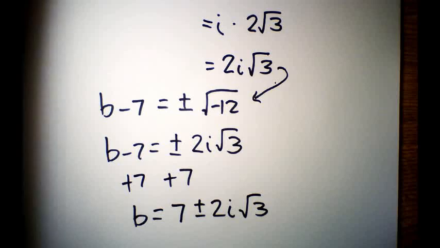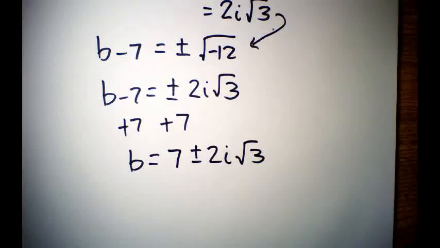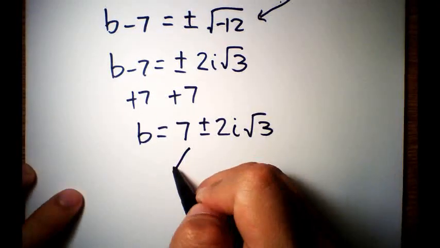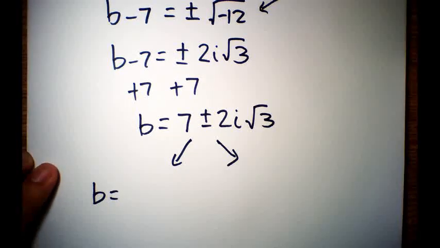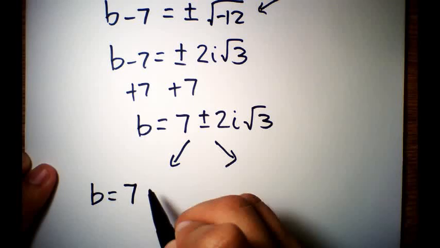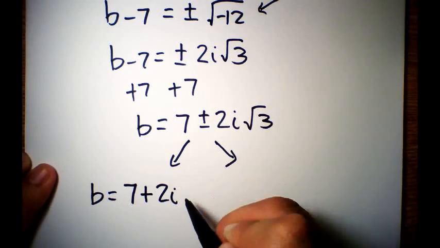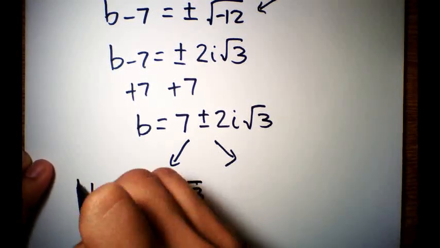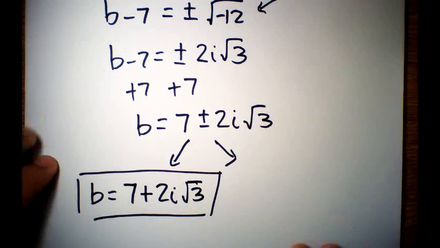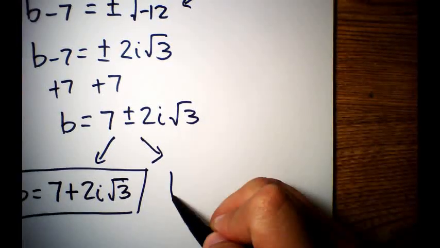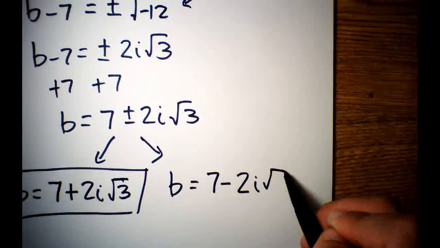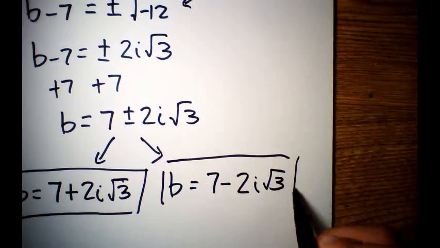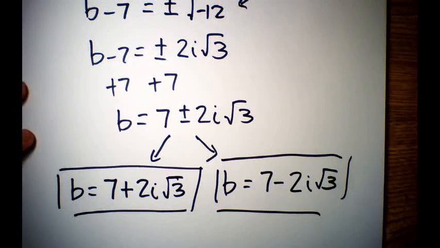Then we are going to split them up into two because we have one plus and one minus. So we are going to have conjugate answers because we have conjugate pairs. 7 plus 2i radical 3. Okay, that's one answer. And then your second answer is 7 minus 2i radical 3. So this is your answer for example number 4.